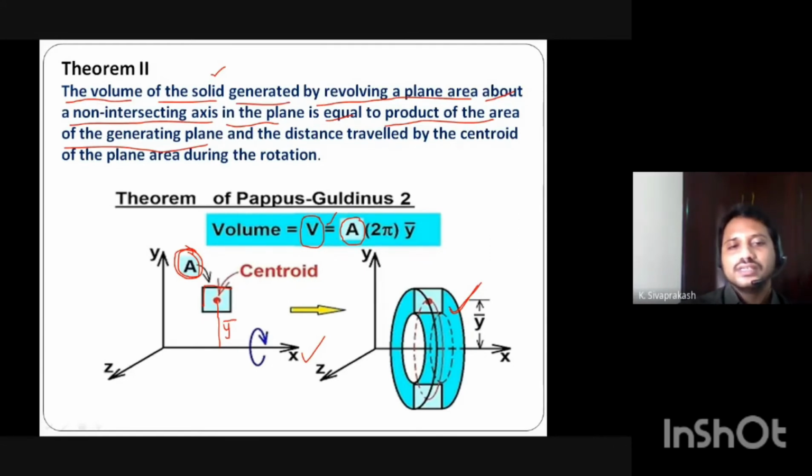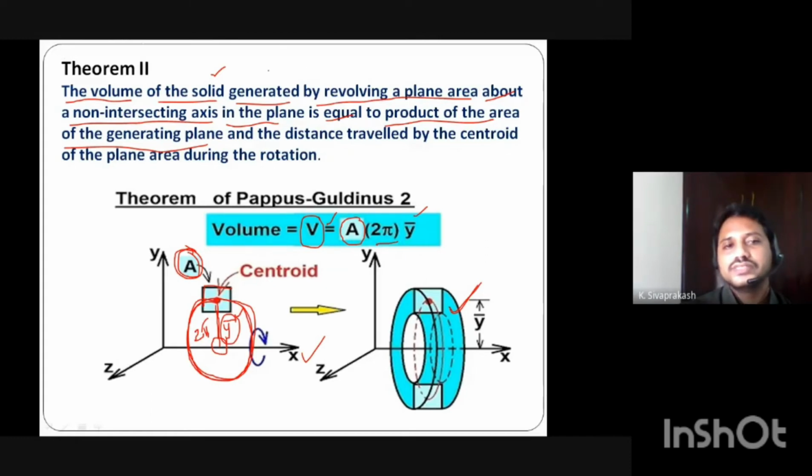See here, the centroid position of this area is y bar. Now the y bar moves 360 degrees, one complete revolution. If it moves one complete revolution, the total angle is 2 pi, and the radius is represented by y bar, from the axis up to the centroid position. Then how to find the distance? y bar into 2 pi will give the distance traveled by its centroid in one revolution. So that's why y bar into 2 pi represents the distance traveled by its centroid.